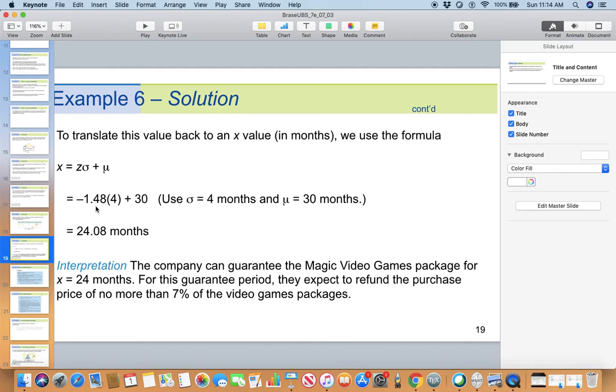To translate back, you got the z value. Use this formula to get x back again: z times standard deviation plus mean. All right. So interpretation: the company can guarantee the Magic Video Games package for 24 months. For this guarantee period, they expect to refund the purchase price of no more than 7% of the video games packages.